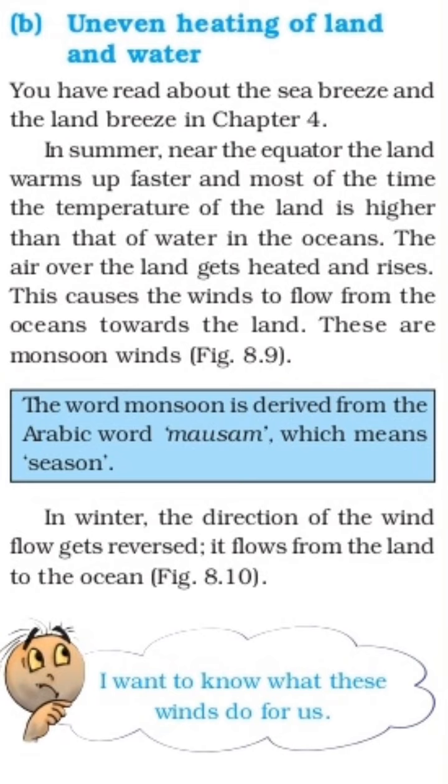When in the summer season heat is more near the equator, the land warms up faster, and most of the time the temperature of the land is higher than the water in the oceans. The air over the land gets heated and rises up, and this causes the winds to flow from the oceans toward the land. These are called monsoon winds. The word monsoon is derived from the Arabic word mausam, which means season.